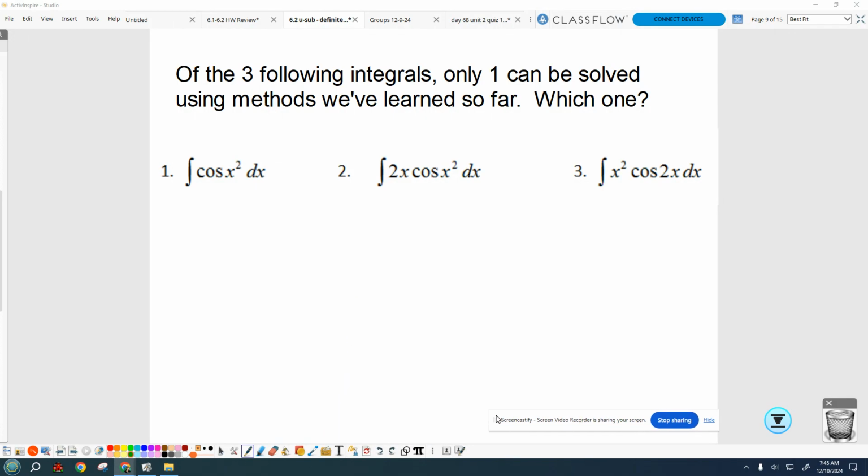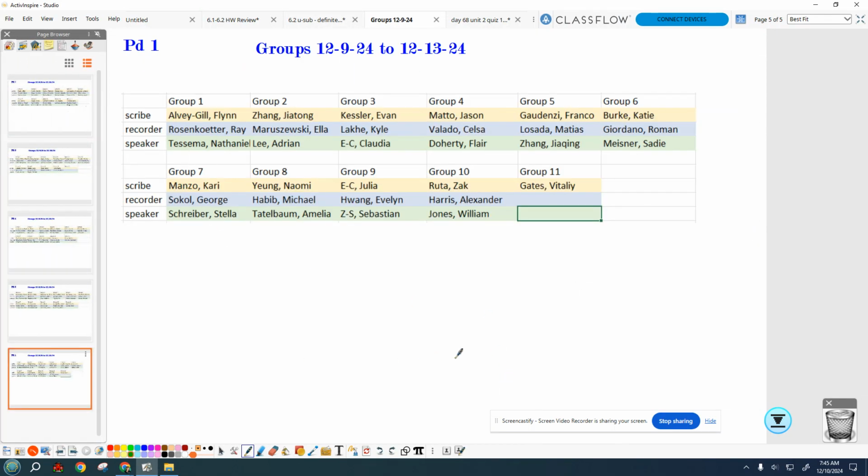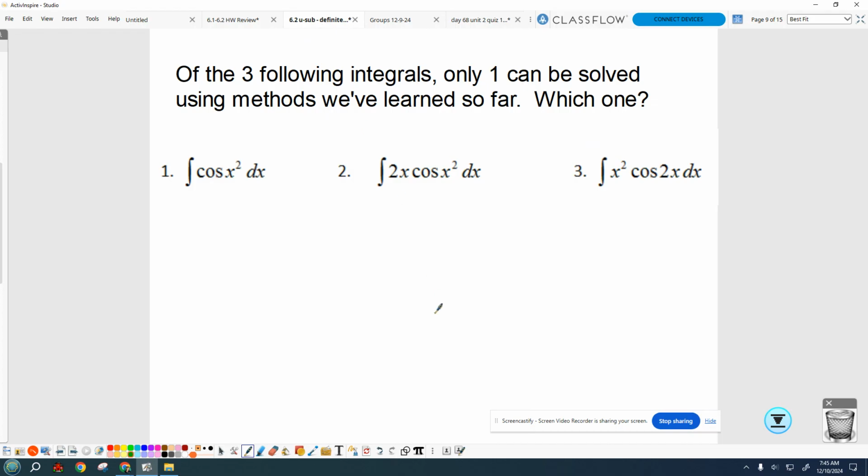Setting up? Yep. Could you put the groups up, please? Oh, you're not in period 7. Here you go. 3. Wherever 3 is. Where are you putting that?